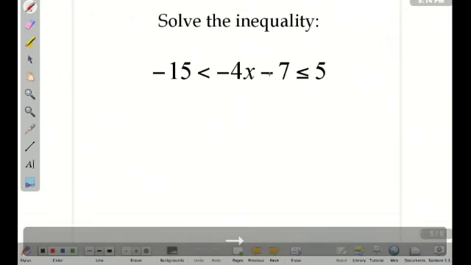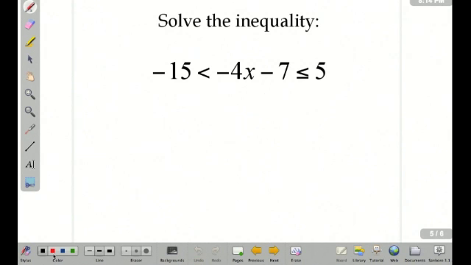Okay, so let's try that again. My inequality is negative 4x minus 7 is less than 5 and greater than negative 15. And what I'm going to do is add 7 to everything. And then I'm going to simplify. This cancels. I'm left with a negative 4x in the center. This is going to become a negative 8. And this is going to become a 12.